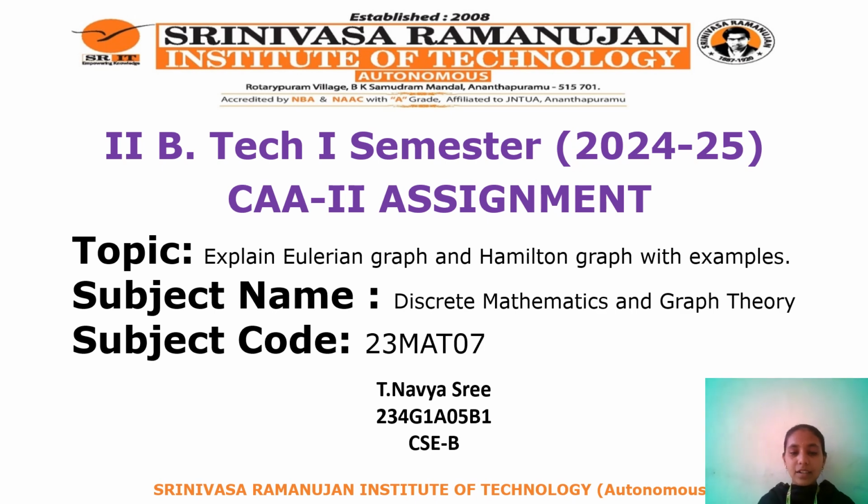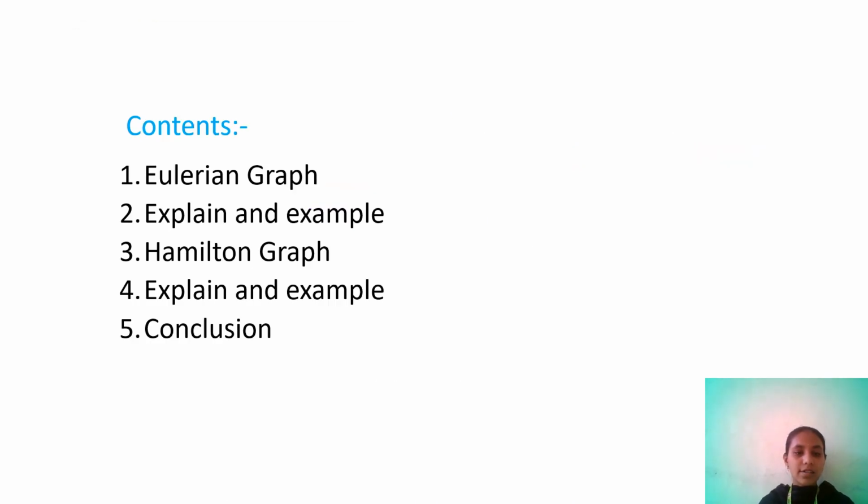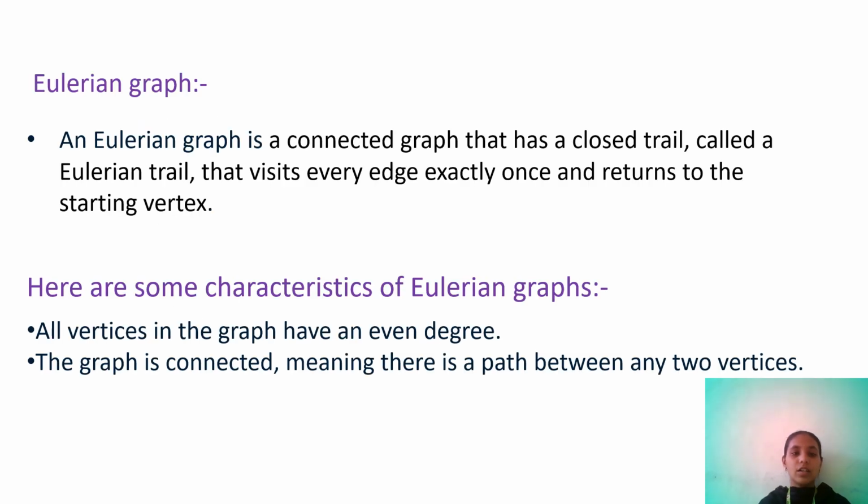234J1A05B1. My CAA2 topic is explain Eulerian graph and Hamilton graph with example. Let's discuss contents. In this video, we discuss Eulerian graph, example, explanation, Hamilton graph, explanation, example, and conclusion.